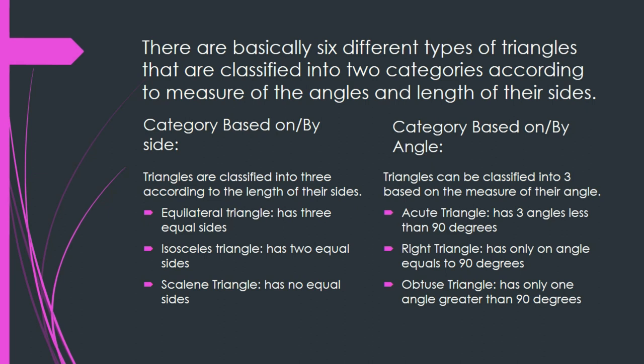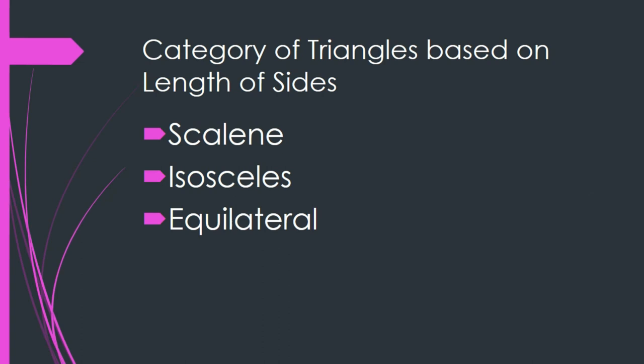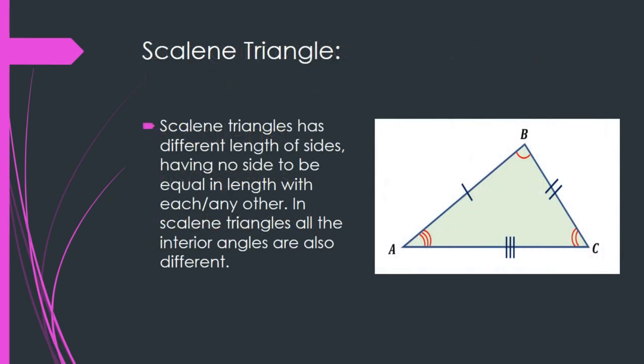Category based on angle. Triangles can be classified into three based on the measure of the angle. We have the acute triangle, the right triangle, and the obtuse triangle. We will be talking in detail on the types of triangle based on their sides.